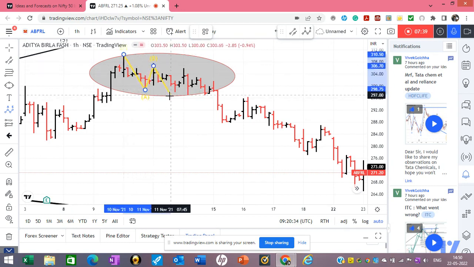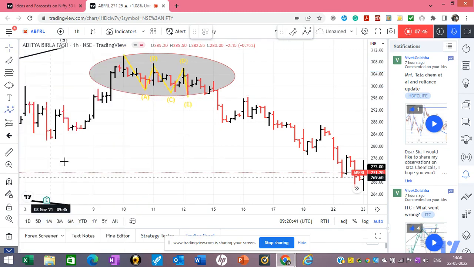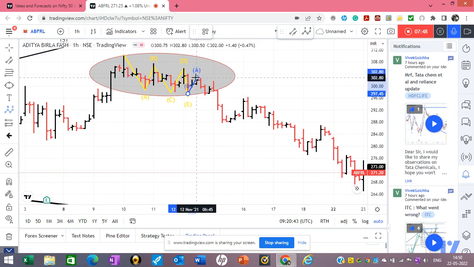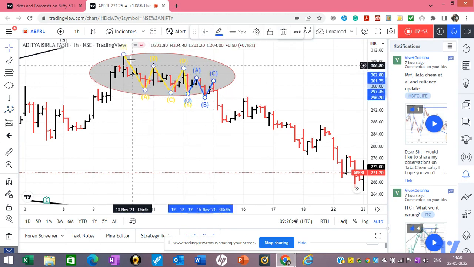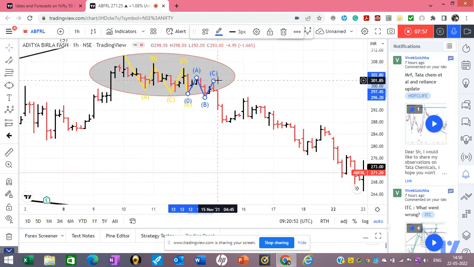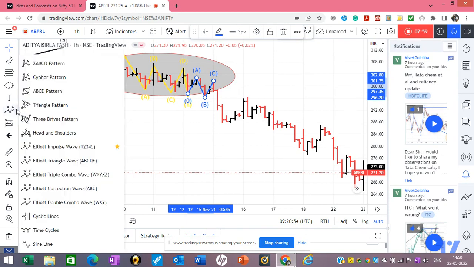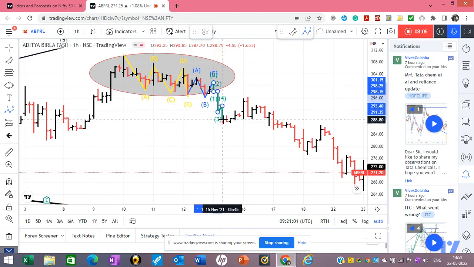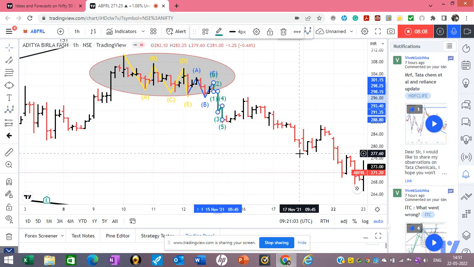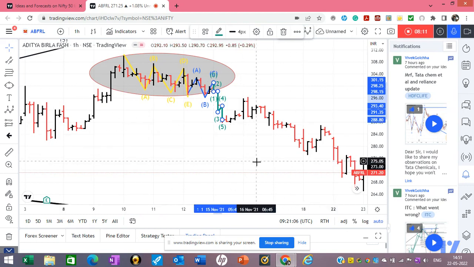A, B, C, D, and E. And then we have these A, B, and C corrections. And after C corrections, this is the first wave. The leading diagonal pattern is the first wave. Then we have A, B, C corrections, and then we have a five wave decline. One, two, three, four, five. Third wave, fourth wave, then fifth wave, and like that they keep on happening.